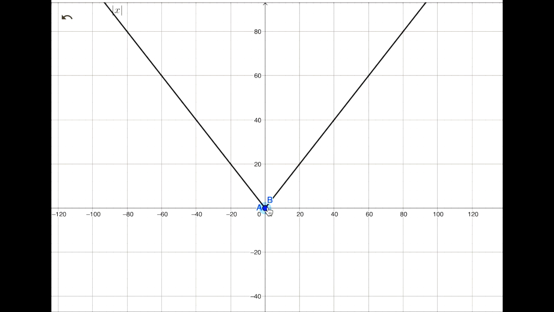So the derivative isn't clearly defined at this value of x equals 0 on the absolute value. You can't have two different slopes for the tangent line and be able to graph that on the graph of the derivative and still have that graph of the derivative be a function, because you would have two different slopes for the same value of x.